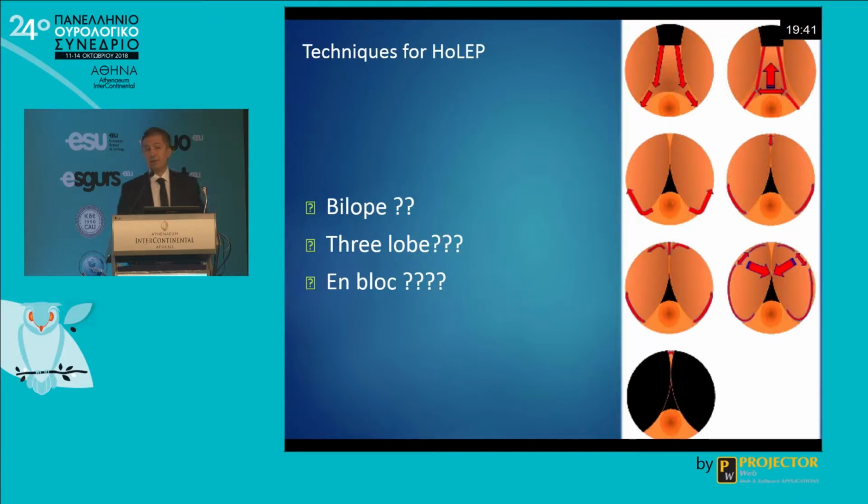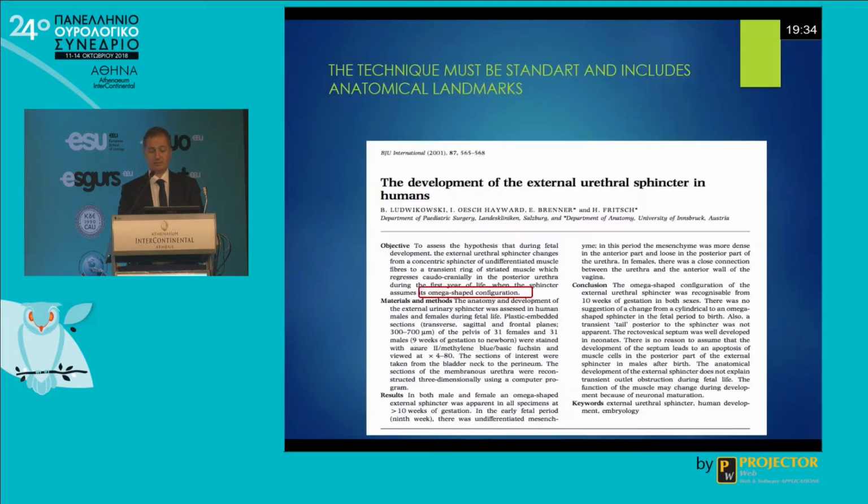And there are some limitations. For example, when you look at these techniques, you see only 5 landmarks. One of them is the verumontanum. But the technique must be standard and include anatomical landmarks. Let's look at this study. If you search the literature, you see only 2 anatomical study articles about the external urethral sphincter.